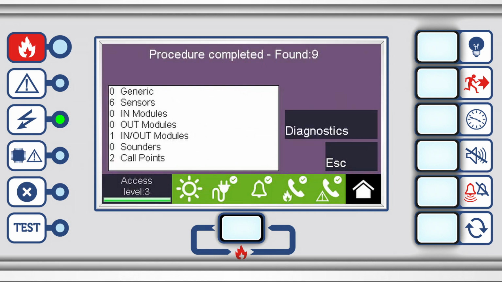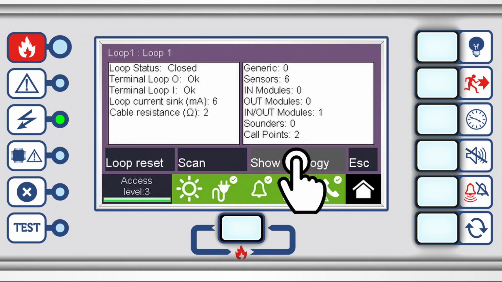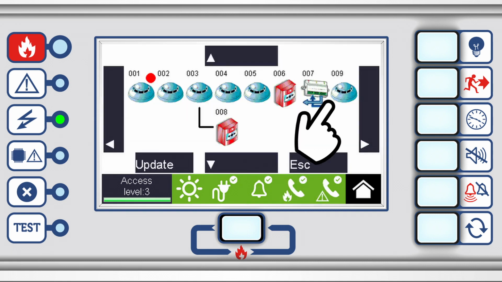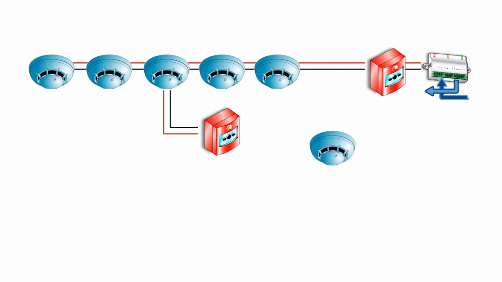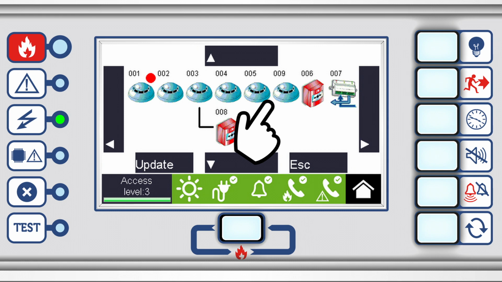In the recap table you can see the new number of devices. Click on Diagnostics. Show Topology. In the loop map you can see the new device. Even if you add the device along the loop, the map will show it in the correct position.